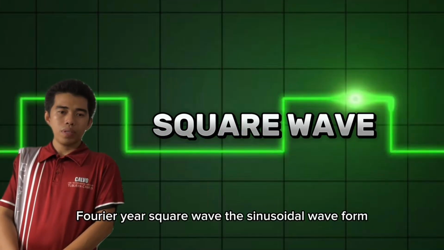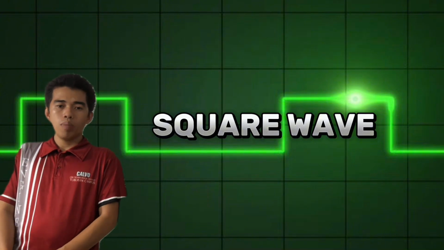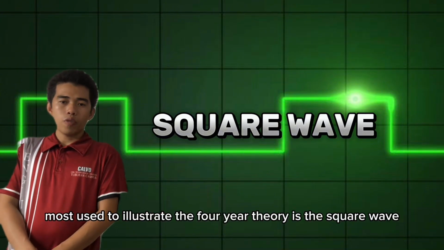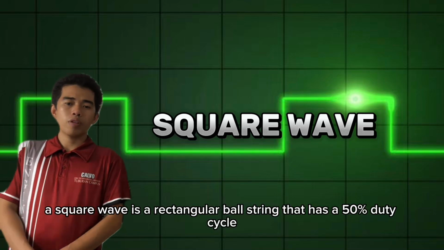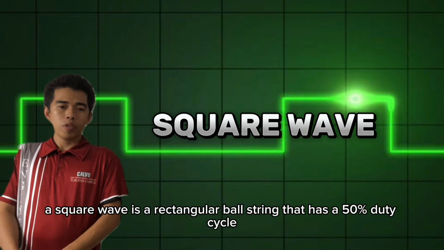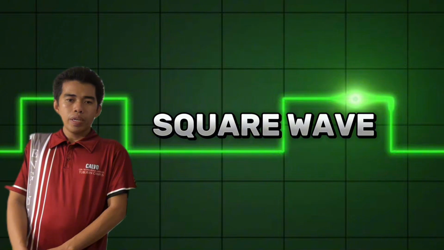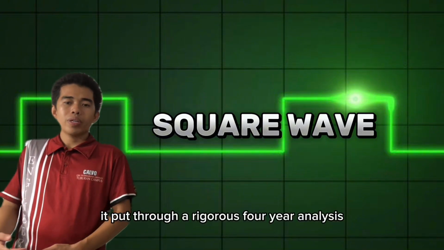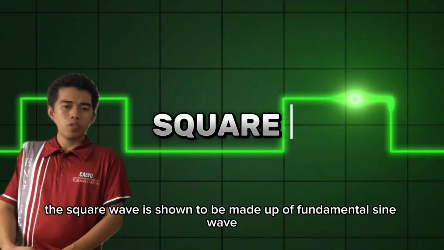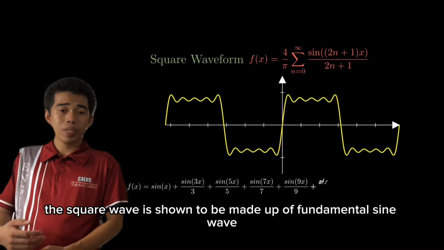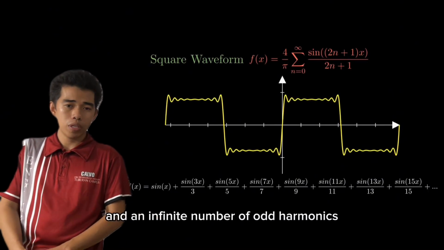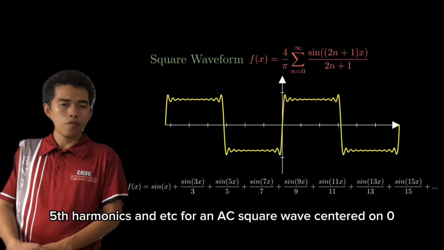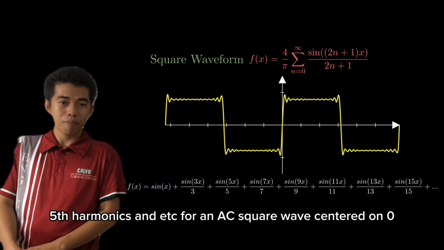Fourier square wave. The non-sinusoidal waveform most used to illustrate the Fourier theory is the square wave. A square wave is a rectangular pulse train that has a 50% duty cycle. If put through a rigorous Fourier analysis, the square wave is shown to be made up of a fundamental sine wave and an infinite number of odd harmonics, like third harmonics, fifth harmonics, and so on.